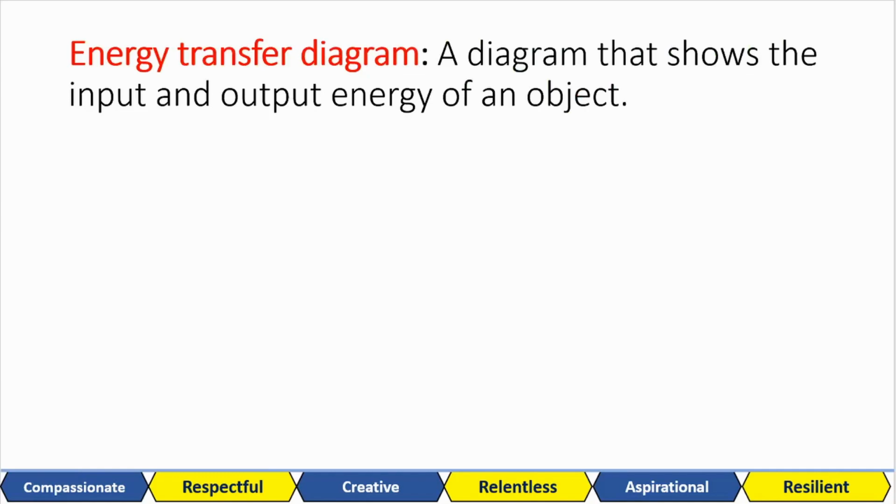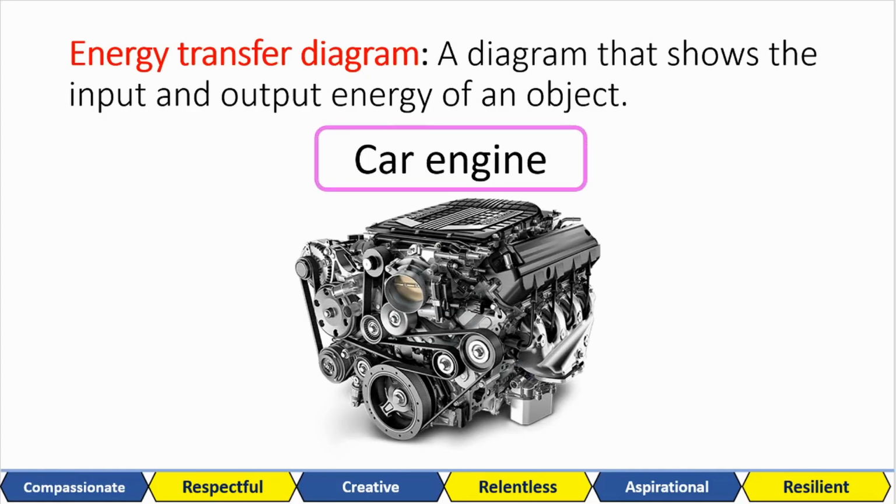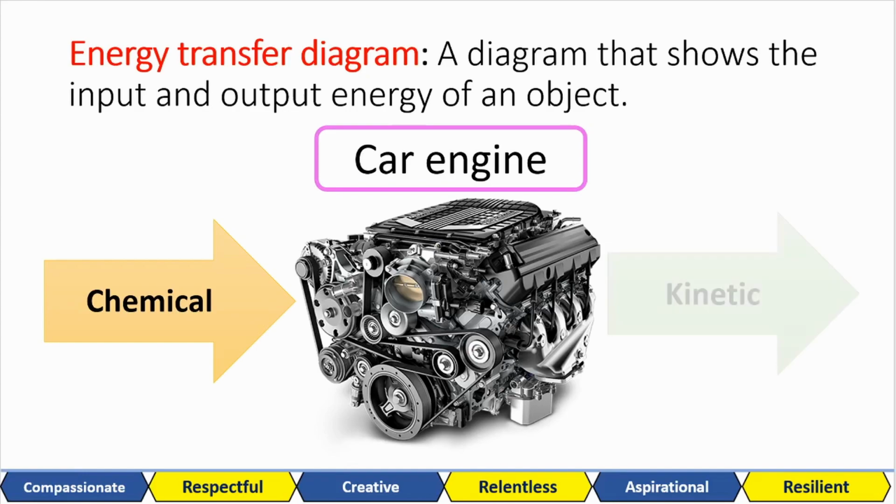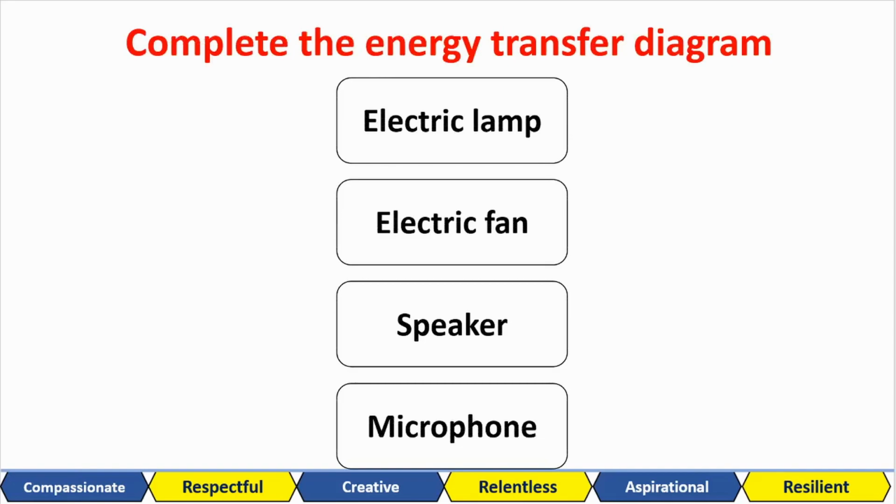Energy transfer diagrams show the input and output energy from an object. For example, as we saw, the energy input in cars is chemical energy, and the useful energy output is kinetic energy. Now have a go at working out the input energy and output energies for these different objects.